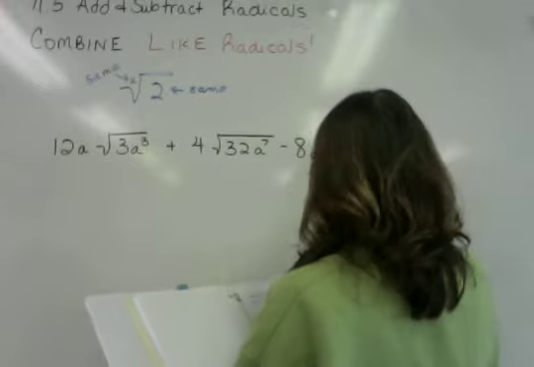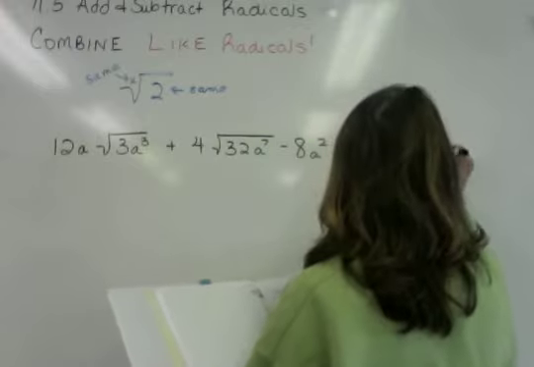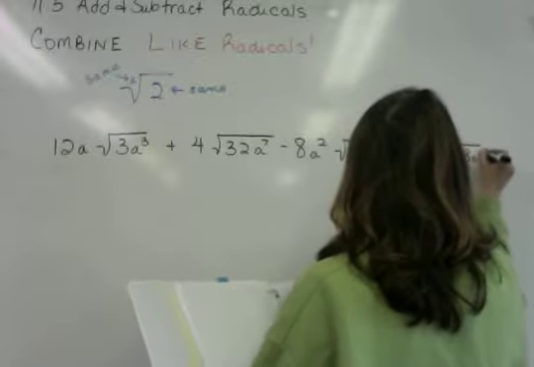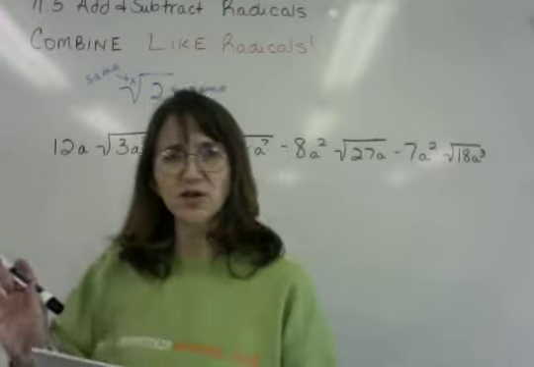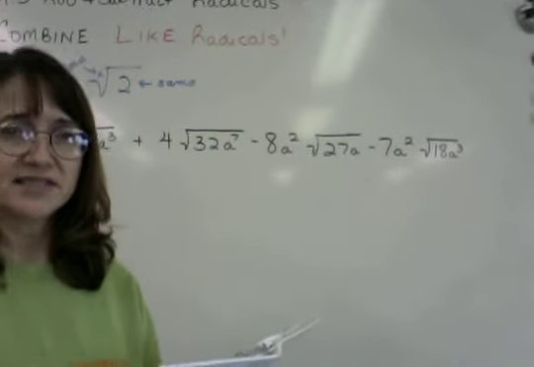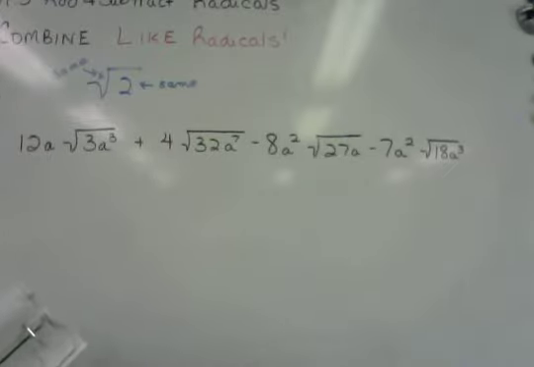27a. And then my final one, 7a squared and 18a cubed. All right, can you see all of that on the board? Scooter down just a little, just to see. So, for each one of these, I'm going to break it down a little bit.